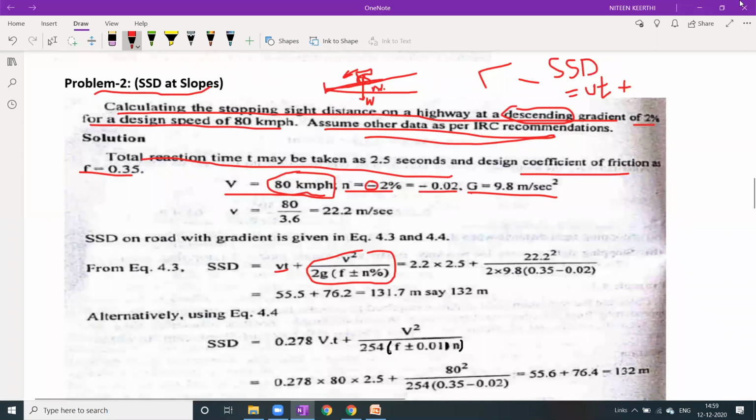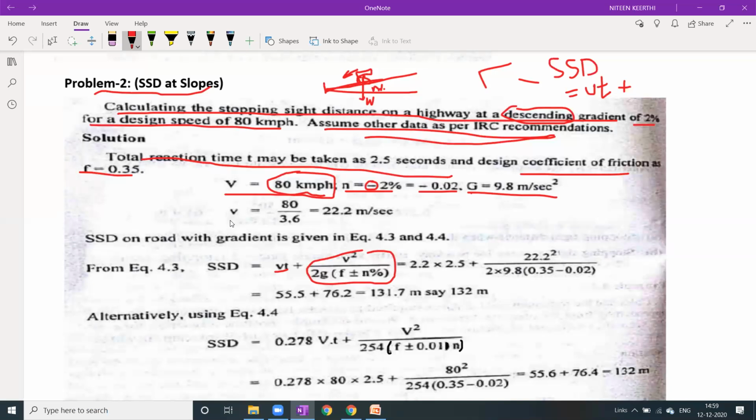So that's why I'm saying please go through the table. The coefficient of friction ranges from 0.40 to 0.35, decreasing with increasing speed from 30 kmph till a maximum of 80 kmph. So those are the assumed data here.